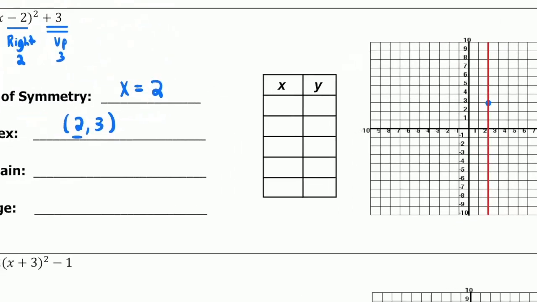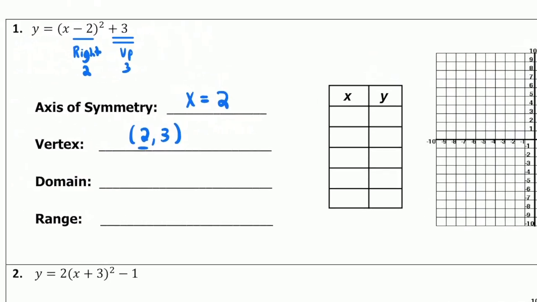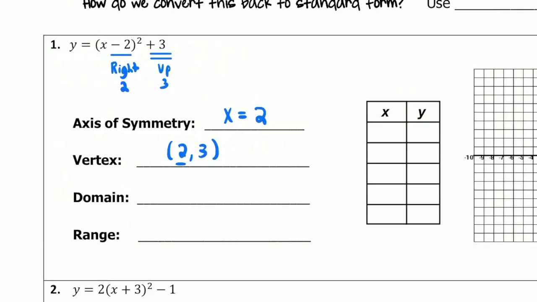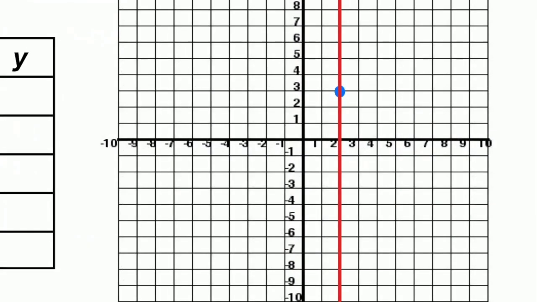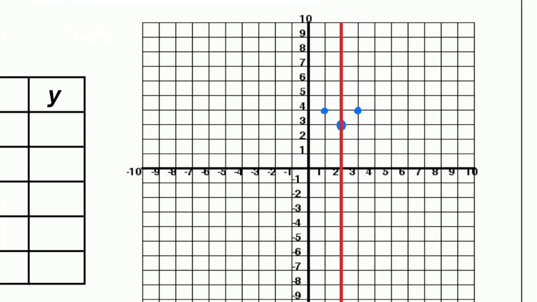And then the last thing I want to do is look at my a value. Now I don't have a number in the front here, so I can think of that as just a 1, and that 1 is going to be positive. So I know my parabola is going to open up. Since it's a 1, to plot a point, I'm just going to go right 1, up 1, left 1, up 1, and then go ahead and make my U shape connecting all 3 of those.